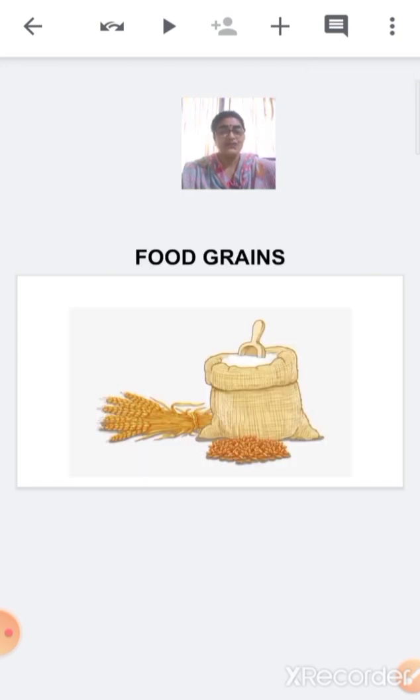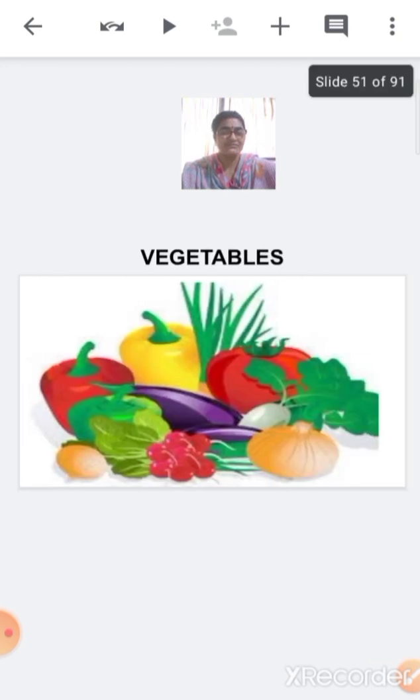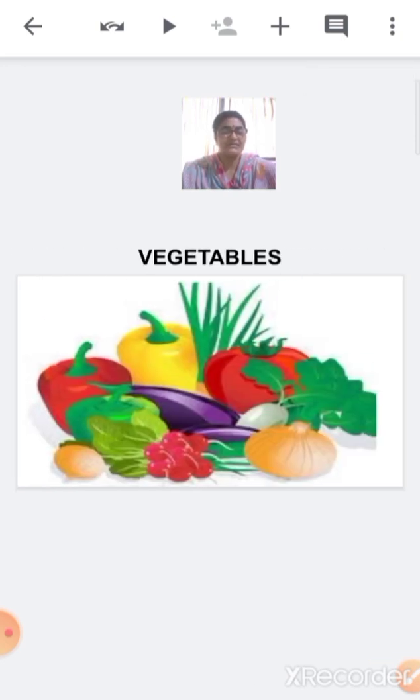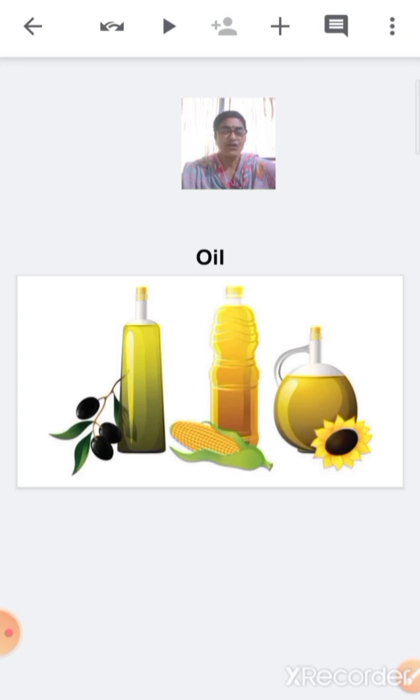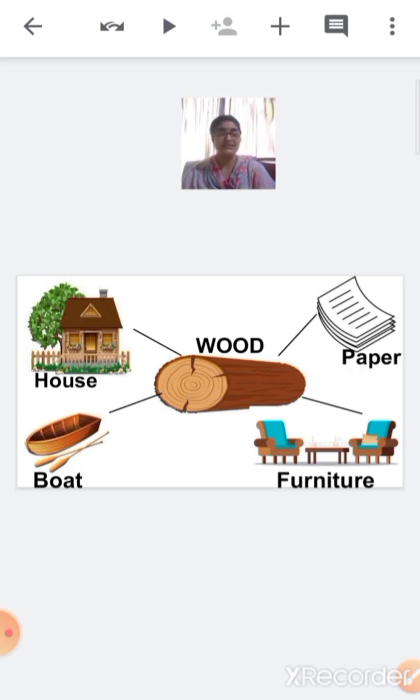They give us food grains, fruits, vegetables, oil. Apart from that, plants give us wood. Now children, wood is used to make houses, boats, furniture, paper. These are the uses of wood, and we get wood from plants and trees.